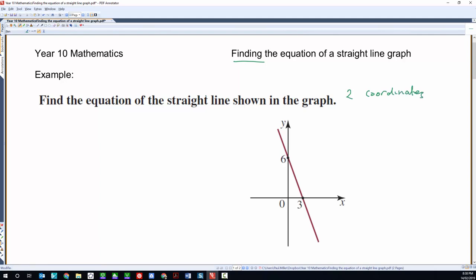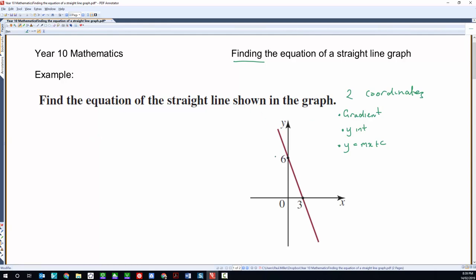Okay, that's what we're after. If we've only got one coordinate given to us, we actually can't solve that problem. Okay, so we need two coordinates. Once we get the two coordinates, the process is really mechanical. All right, so what we do first of all is we find out the gradient, and second we find out what the y-intercept is. Okay, and then we express our answer in y equals mx plus c form, or whatever form the question asks us to write the answer in.